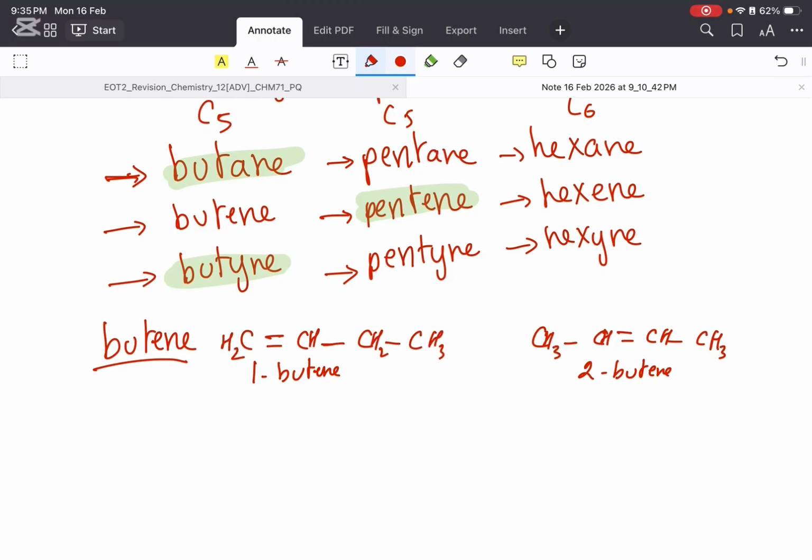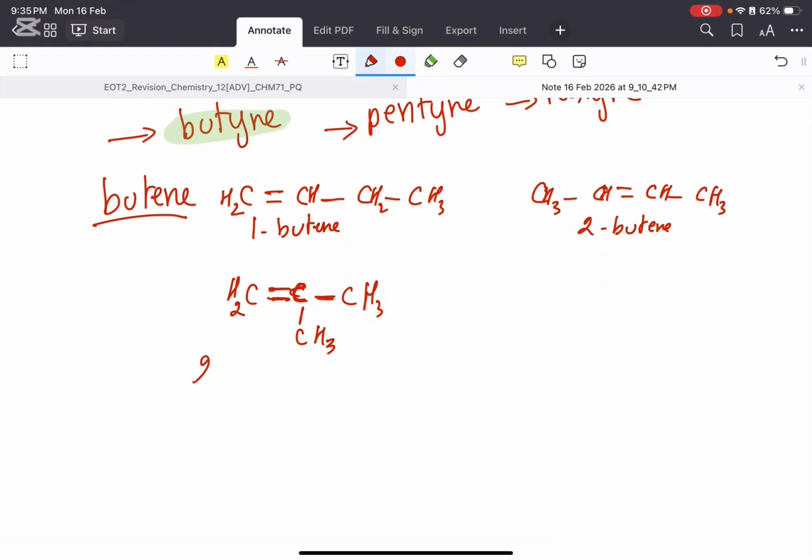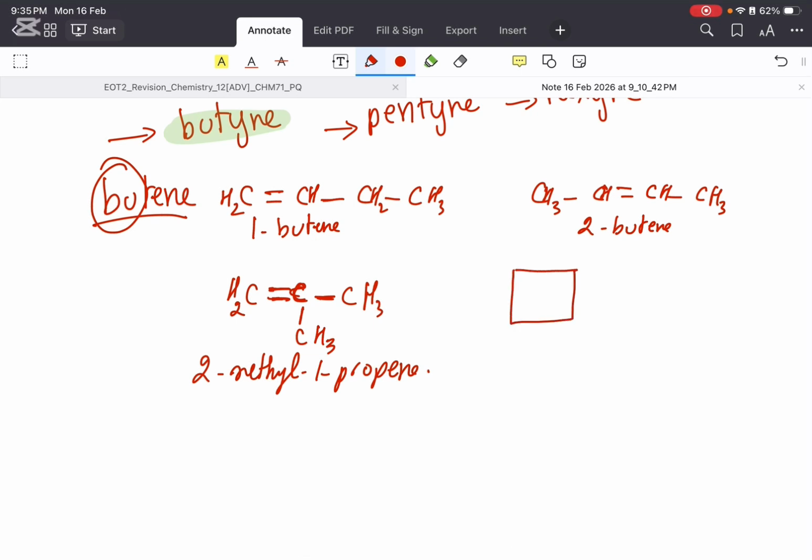What else can I have with butene? I can have 3 bonds with a double bond on the first carbon, and look at this carbon: 1, 2, 3, and that's the third bond. So these are 4 carbons, and the name of this one would be 2-methyl-1-propene.